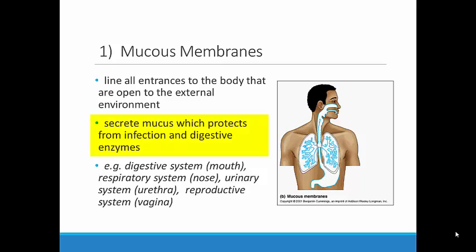The function of the mucous membrane is to secrete mucus, which protects the body from pathogens and, in the case of the digestive system, protects the tissues of the body from digestive enzymes required to break down food.